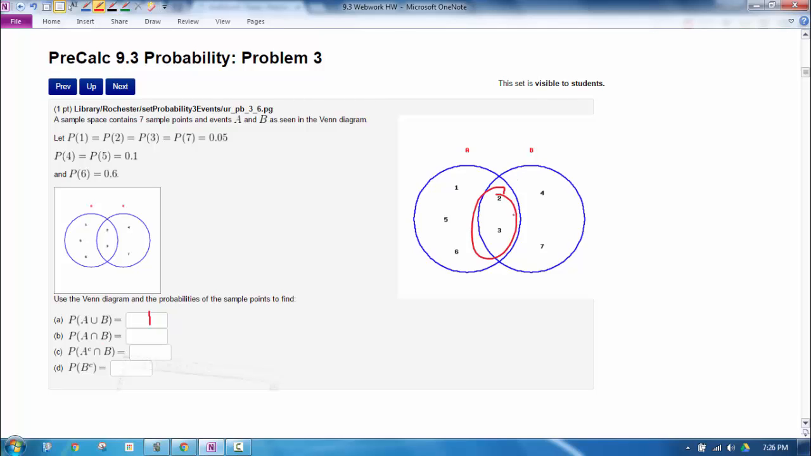Then the probability of A and B is the intersection. So we're just talking about the probability of 2 and 3 added together. 2 and 3 both have a probability of 0.05, so that'd be 0.1 if you add them together. And we can skip these two. I'm not going to ask you anything like that. I'm not even sure what they want here.